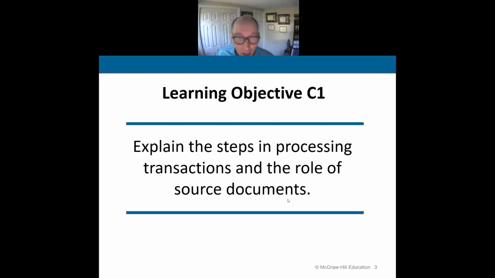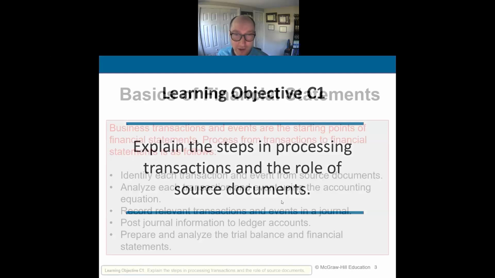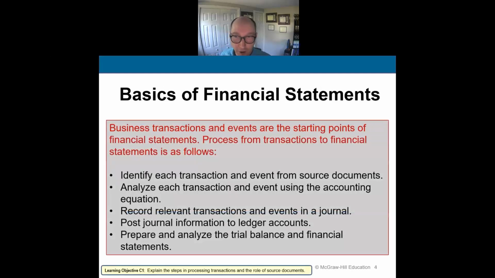Excellent, thank you. Okay, so let's talk about sources of transactions. How do transactions start? What are they? A transaction, in simple terms, is an exchange of goods or services for something else, which is usually cash or accounts receivable. But it's an exchange, right? It's an economic exchange within the business. That is a transaction, right?